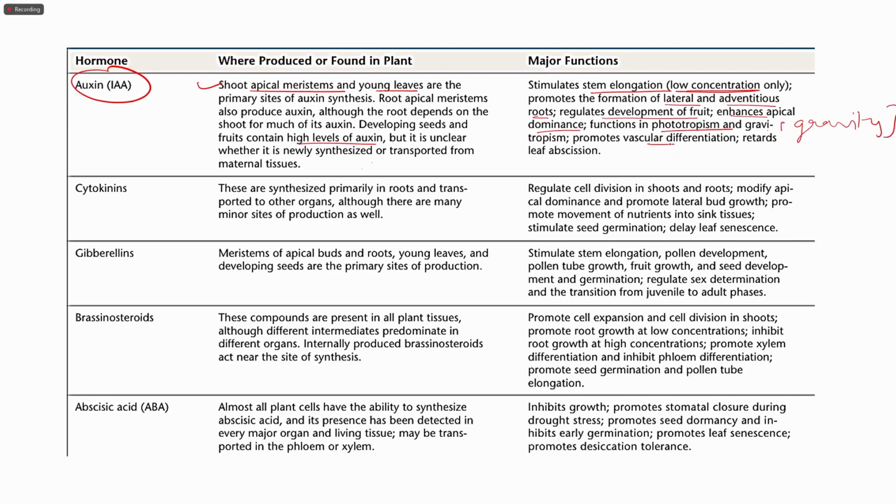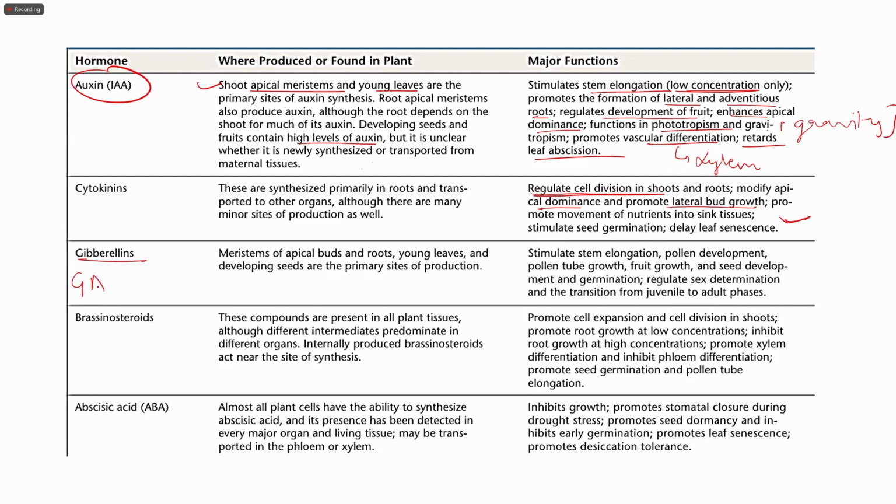Promotes vascular differentiation. We know xylem differentiation retards leaf abscission. The next is cytokinin. So cytokinins, these are synthesized primarily in roots and transported to other organs. Although there are many sites of production, it regulates cell division, the major function in shoots and roots, modifies apical dominance, and promotes lateral bud growth. It promotes nutrient mobilization, and stimulates seed germination and delays the leaf senescence.